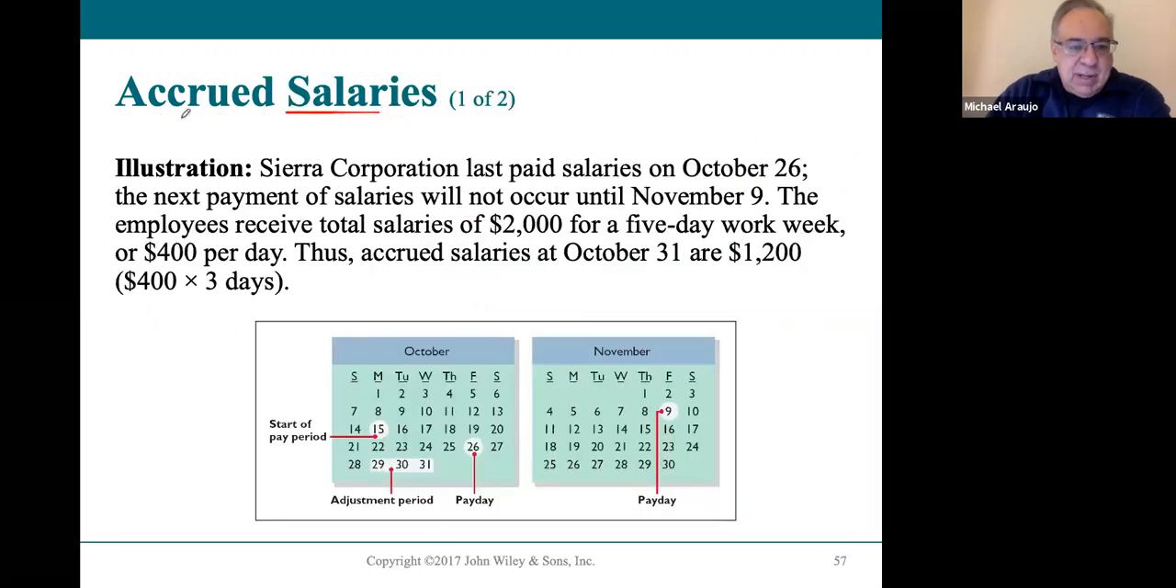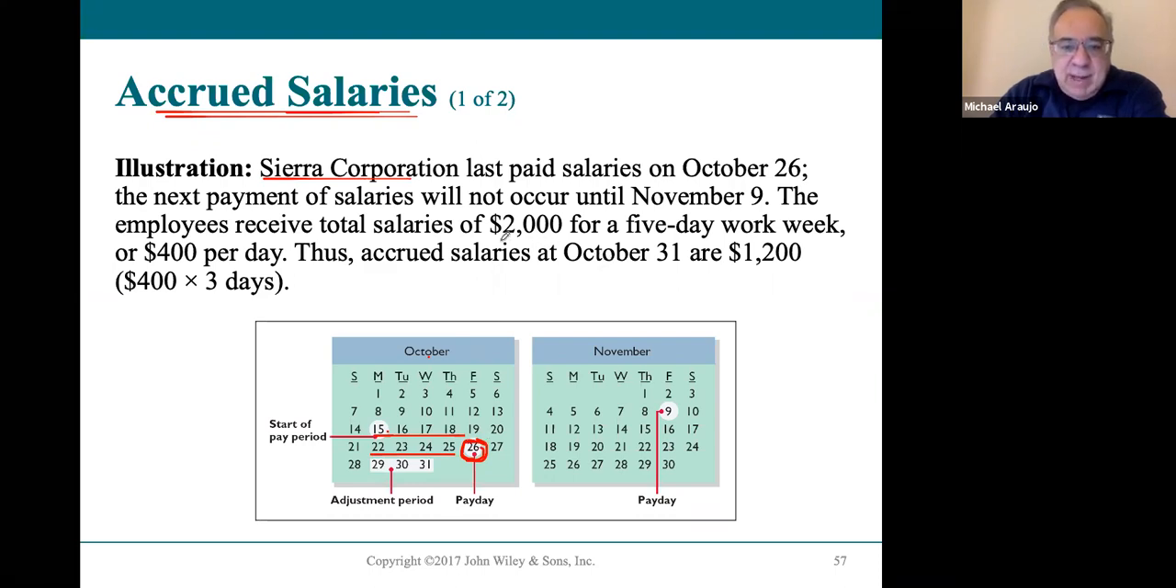Like I said, salaries is pretty easy because everyone here has had a job. You kind of know how payroll works. You got to work first, and then they pay you in the next payroll, right? So Sierra Corporation pays biweekly. So they pay every 2 weeks. So the last paycheck in October was the 26th of October, this particular Friday here. And that pay period was for the week of the 15th and the week of the 22nd. So for these 2 week period of time, those employees got paid that Friday.